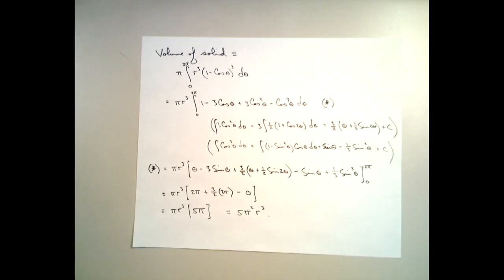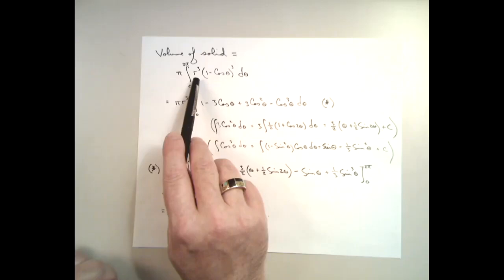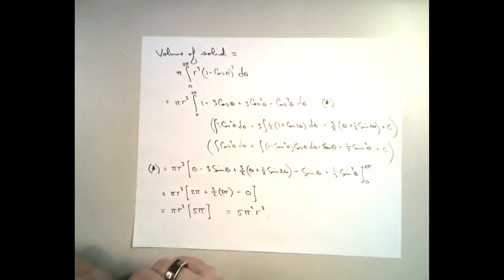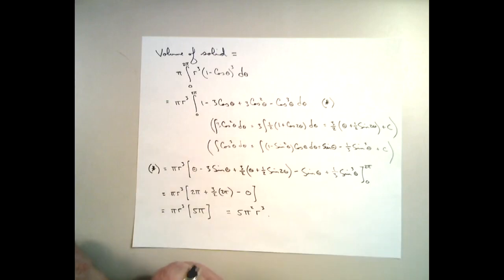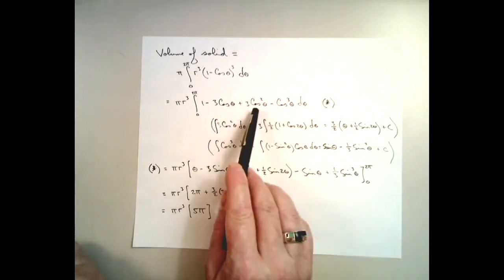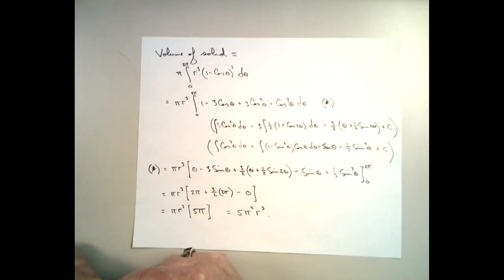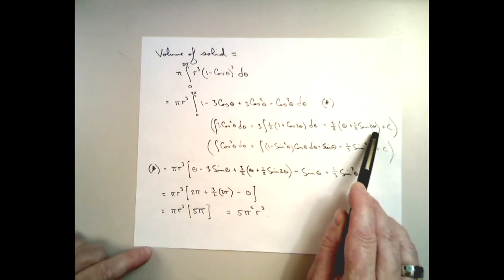So the first step that I took, after bringing r cubed outside the integral sign since it's just a constant, was to expand the expression 1 minus cosine theta quantity cubed. And so I get this. Once we have that, the first couple of pieces are very straightforward. We already integrated cosine squared a little bit earlier. I have the integral of cosine squared written down here.